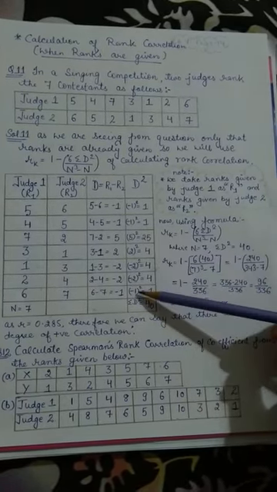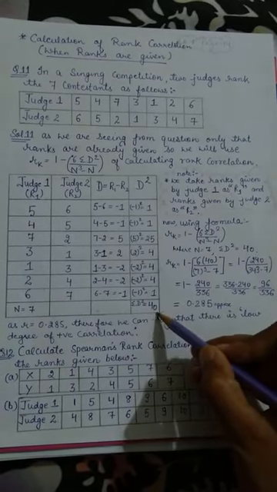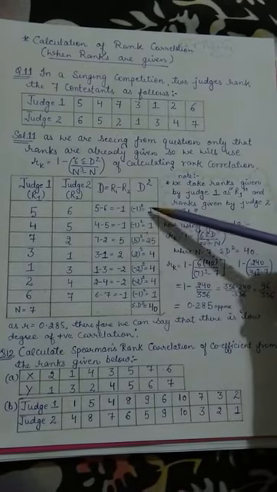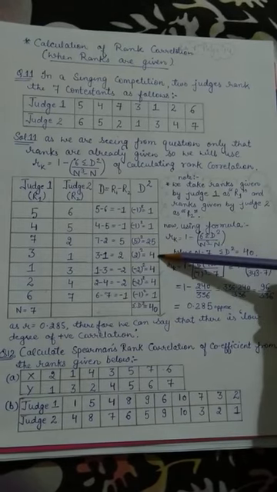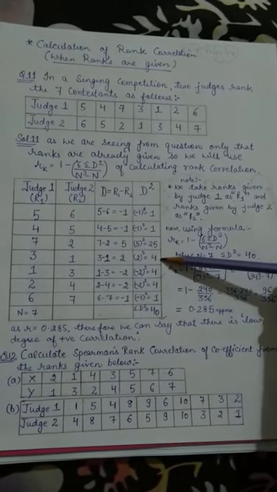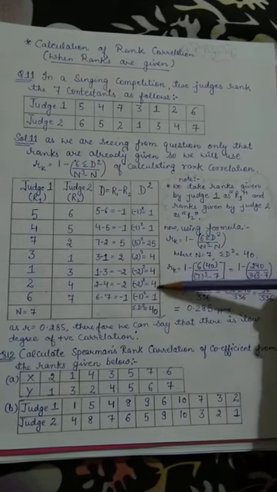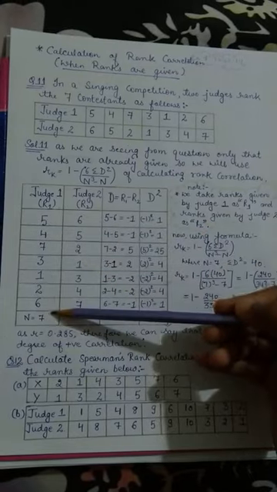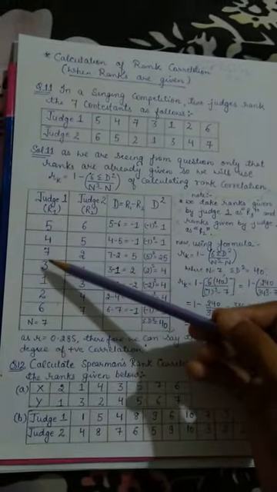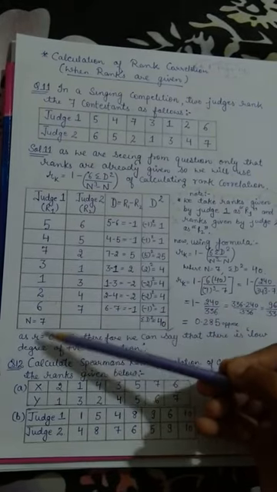After doing this, at last you have to add all the values. Add all the values, that is 1 plus 1 is 2, 2 plus 25 is 27, plus 4 is 31, 31 plus 4 is 35, plus 4 is 39, plus 1 is 40. Here you have to count and write how many observations there are, meaning n is the number of observations: 1, 2, 3, 4, 5, 6 and 7.